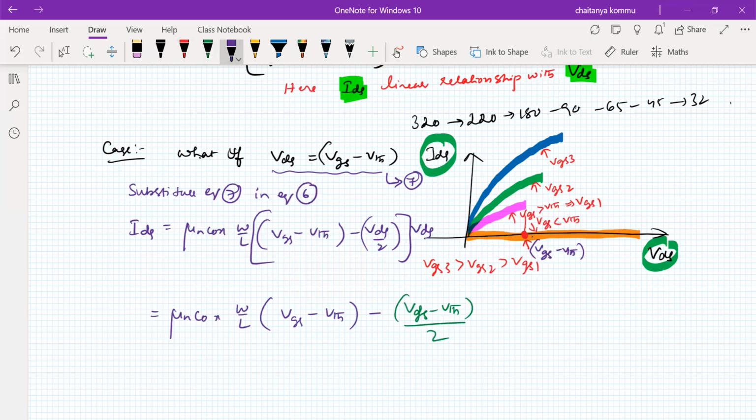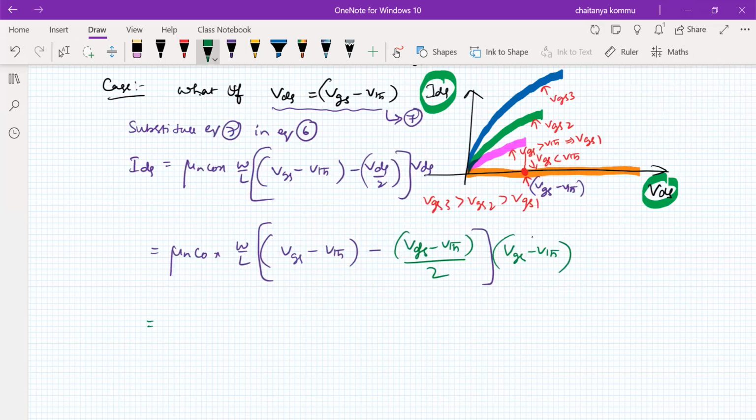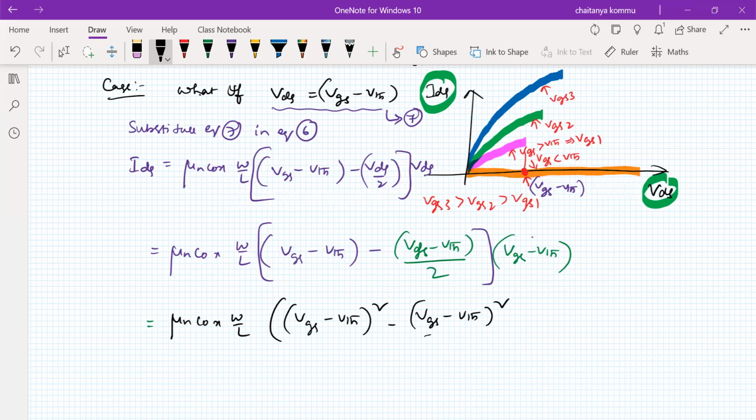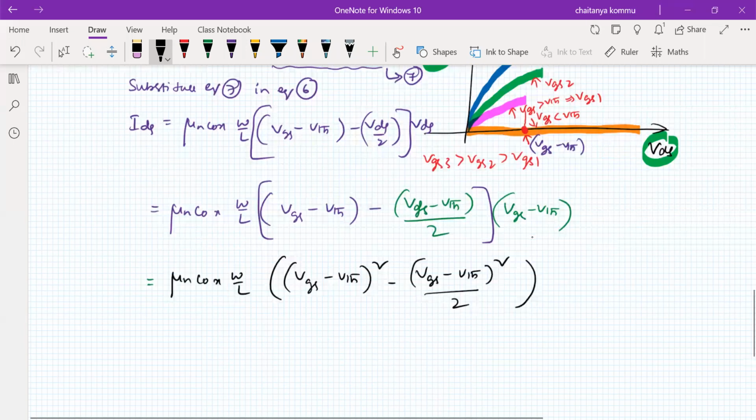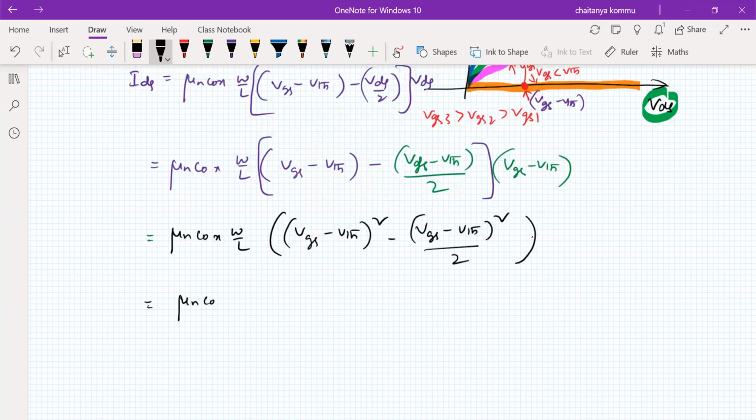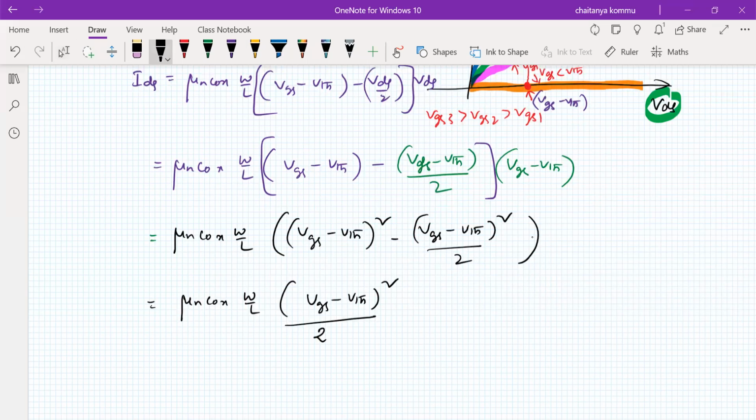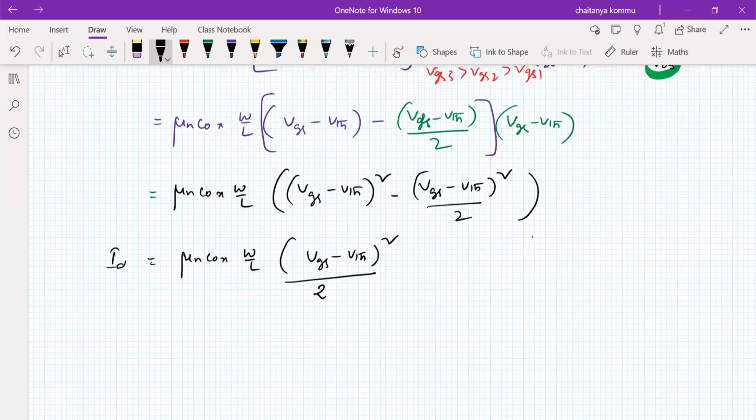Is multiplied with VGS minus VTH. If you multiply inside of this one, what will happen? Mu n into Cox into W by L into VGS minus VTH whole square minus VGS minus VTH whole square divided by 2. So this is actually the same parameters. So mu n into Cox into W by L into VGS minus VTH whole square divided by 2. 2 minus 1 divided by 2, something like this only. So this is what we have to identify.